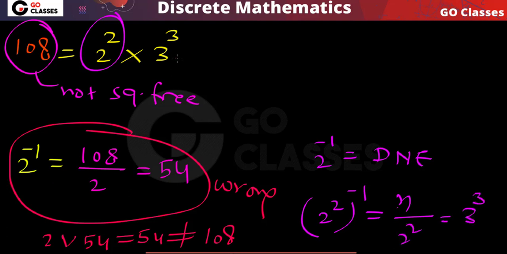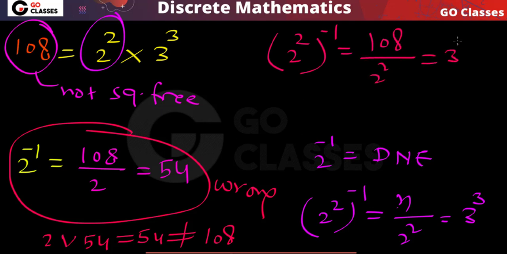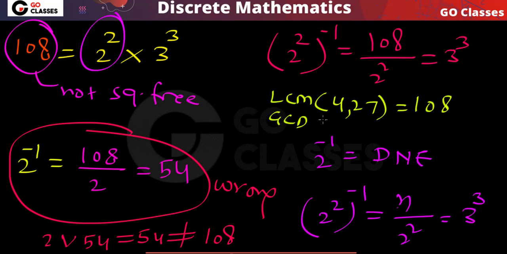Let me tell you why. If you notice, the 2 square complement will be 108 divided by 2 square, that will be 3 power 3. Because if you find the LCM of 4 comma 27, that will actually be 108, and the GCD of 4 comma 27 will be 1. So that is the reason I can say that the complement of 4 will exist, but the complement of 2 will not be there. Similarly, the complement of 3 will not be there.